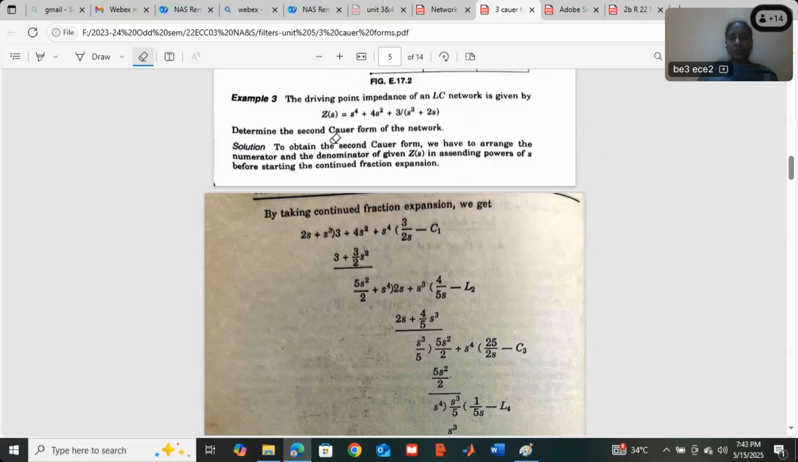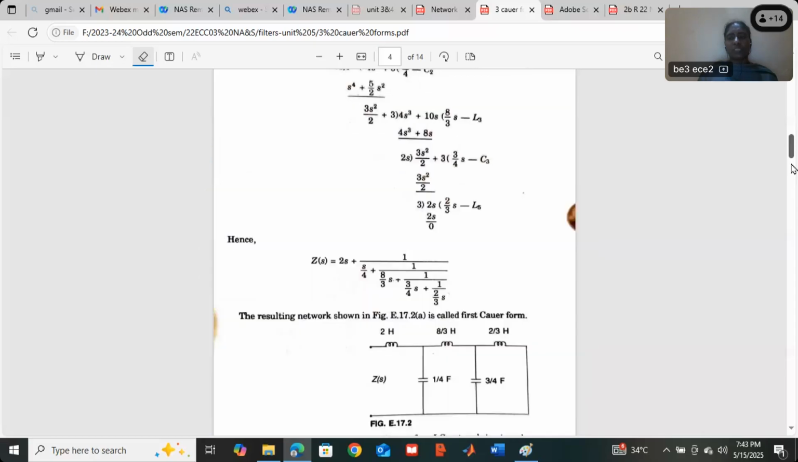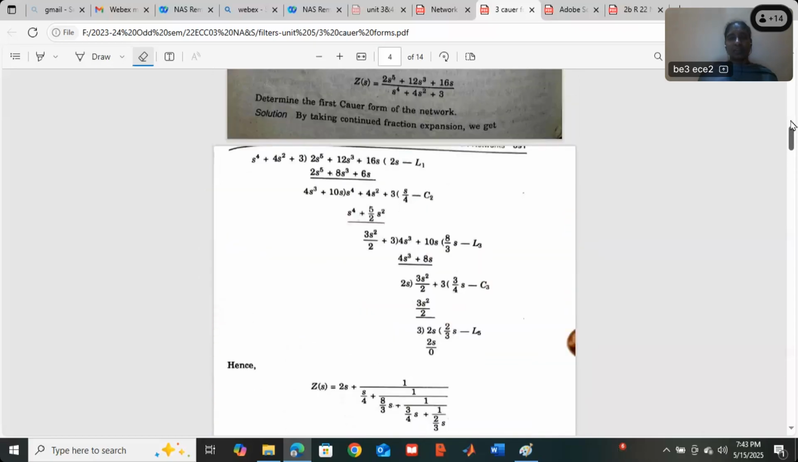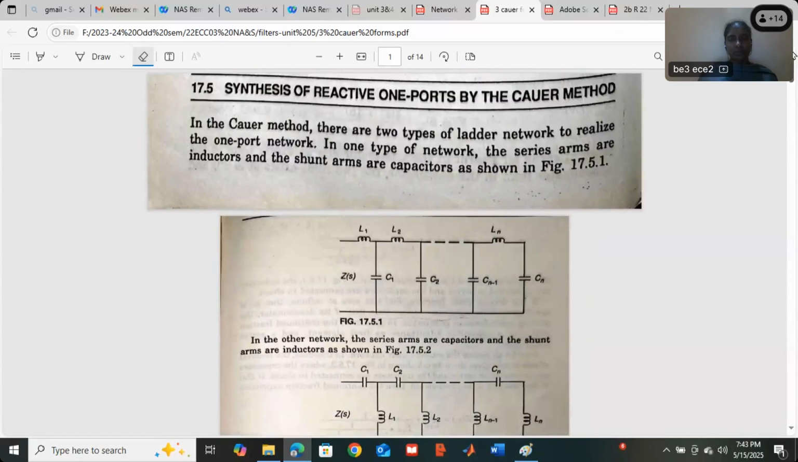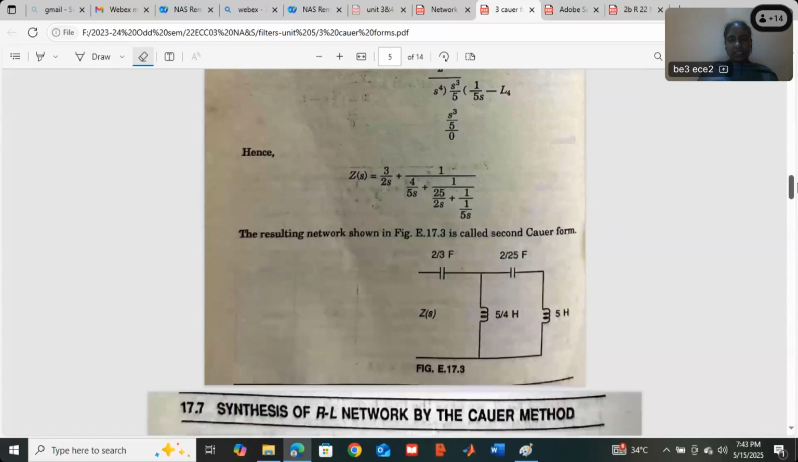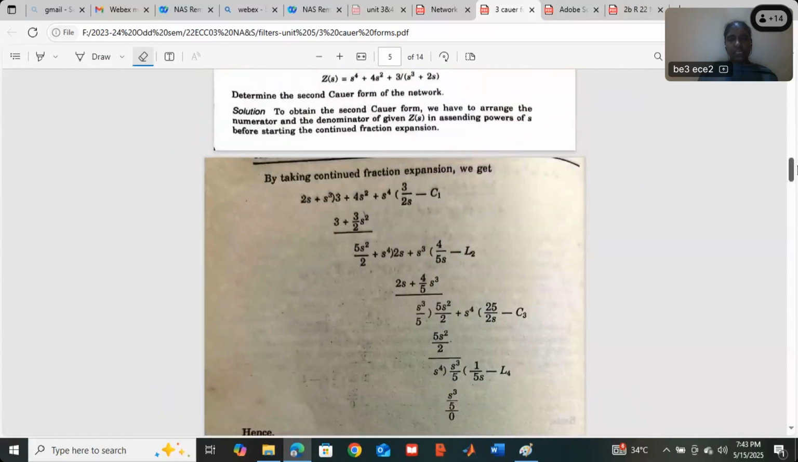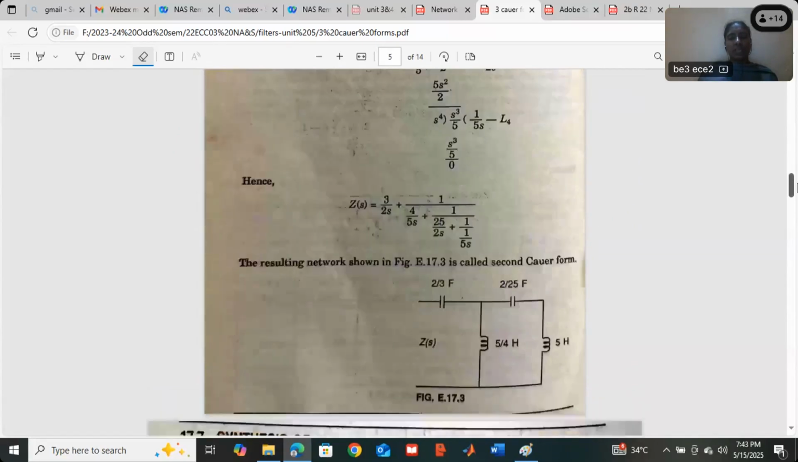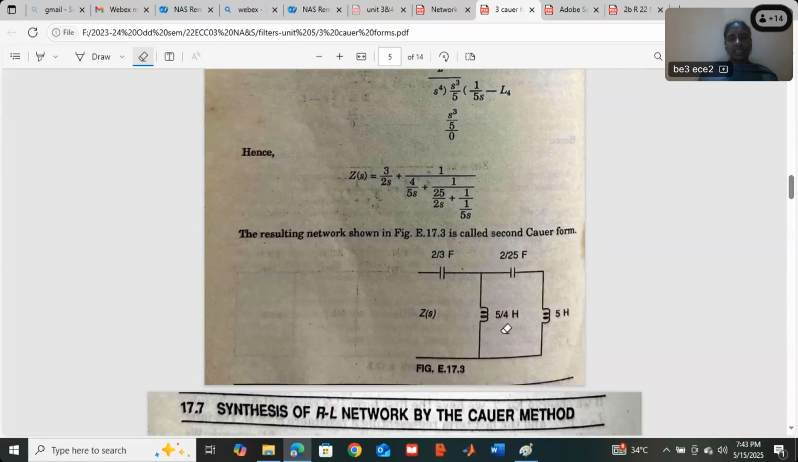Because it is Cauer form 2, the inductor will come in the parallel branch. So the first value will start with a capacitor. So the first quotient is nothing but the capacitor value. Alternatively, you will get inductor value, capacitor value, inductor value. This is the calculation I was doing. In the circuit diagram, you will start with a capacitor, next inductor, capacitor, inductor, until remainder 0 comes. Whatever quotient is there, alternatively you write in the diagram.